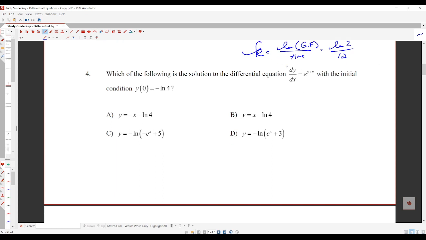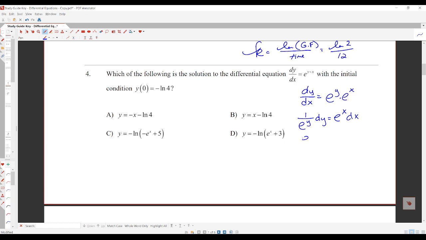Which of the following is the solution to the differential equation dy/dx equals e to the y plus x, with an initial condition of y of 0 equal to the negative ln of 4? The first thing we need to understand is that the function can be split. If we go back to the very definition of solving differential equations, we want it as a product of a function of x and a function of y. So we can write this as e to the y times e to the x. Now I can divide by e to the y and multiply by dx, and I get e to the x dx.